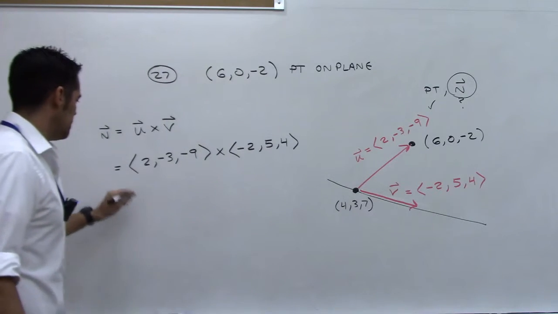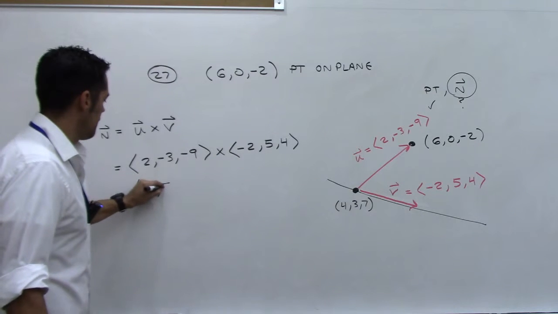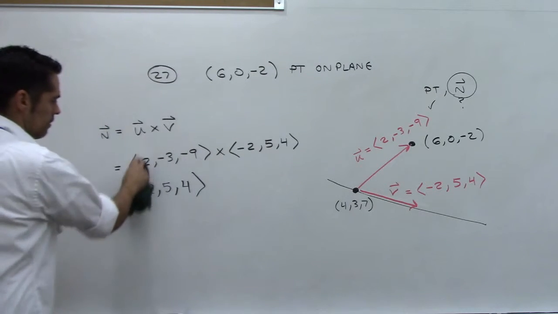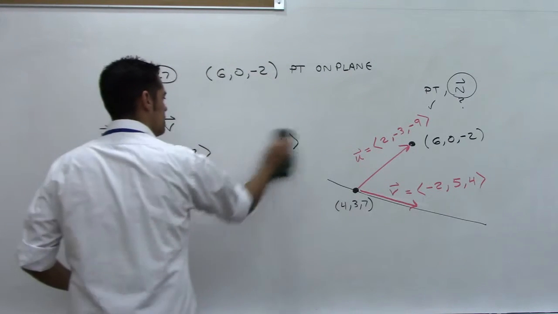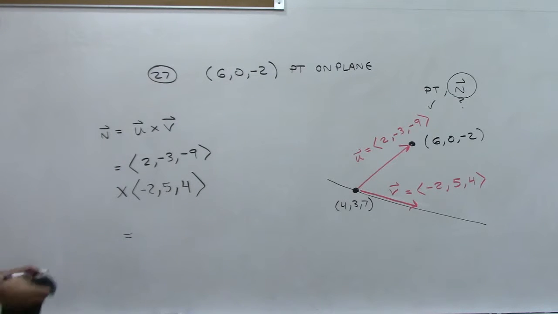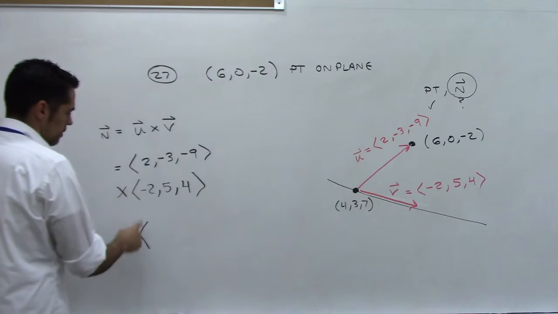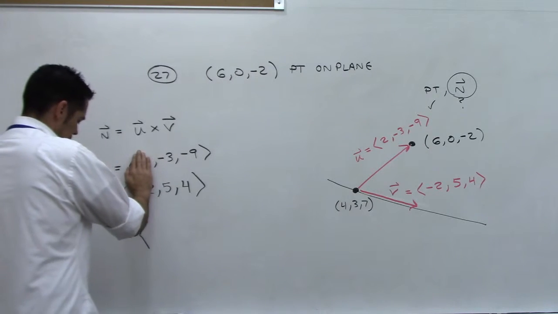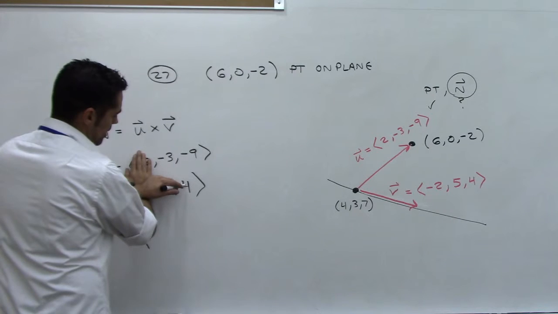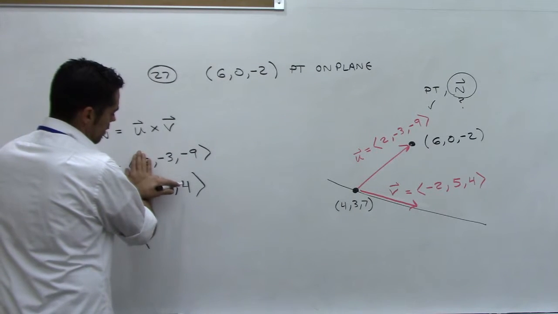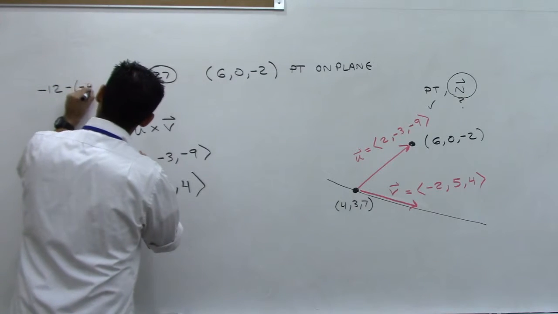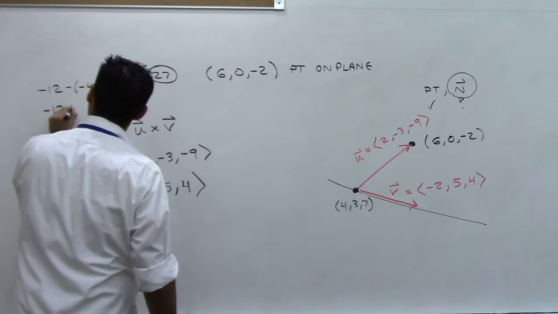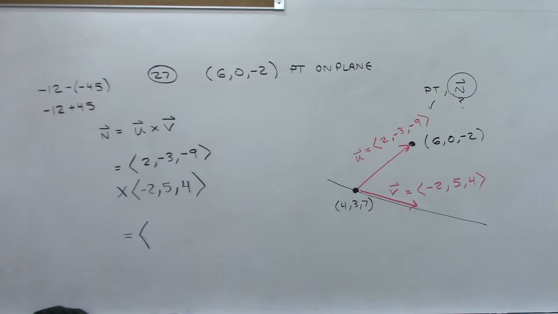So when we cross these, what we do is, we line them up vertically and then we do our covering things up. So I'm doing that, crossing with that. So if I want to find the i component, I cover up i. And then I go, negative 3 times 4 is negative 12. Okay, so negative 12, and then I take away negative 45. So that's the same as negative 12 plus 45, which is going to be 33.